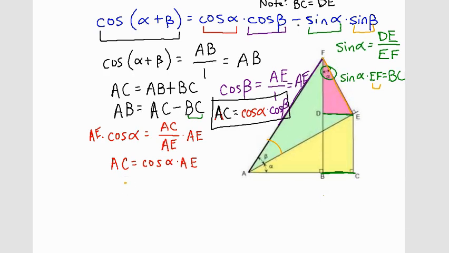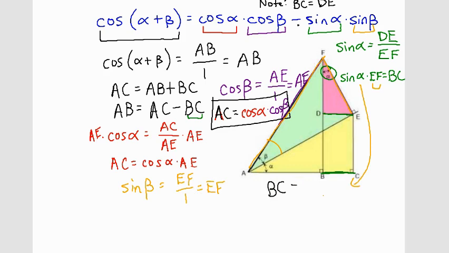So sine beta is equal to EF. And notice that's got the same hypotenuse as right here. That's the 1, which is just EF. Okay, great. So that means over here, I'll write it down here, we have BC is equal to sine alpha times sine, almost did it again, beta.